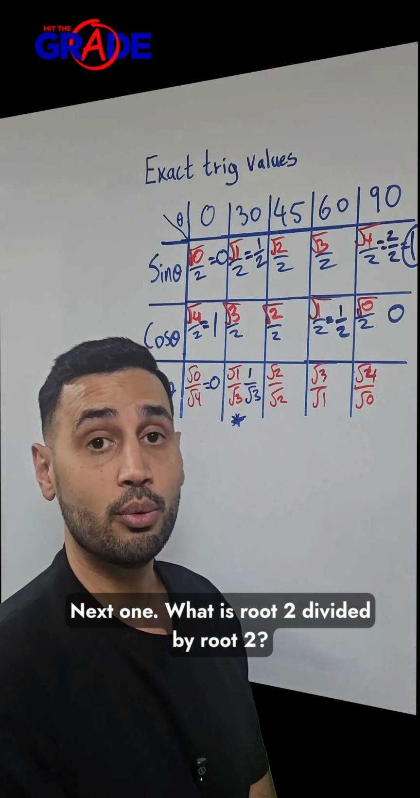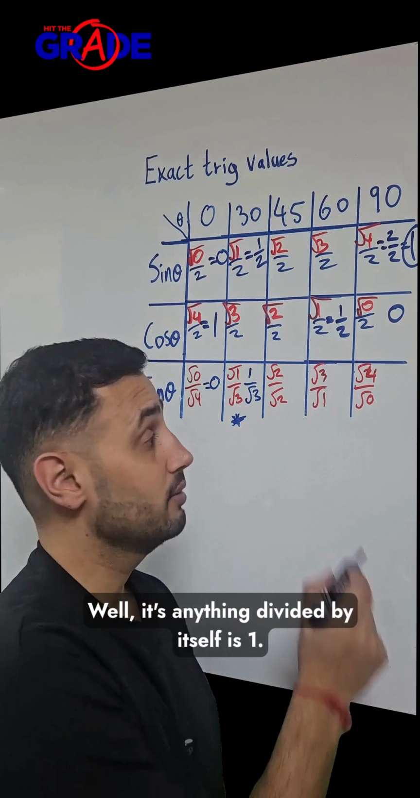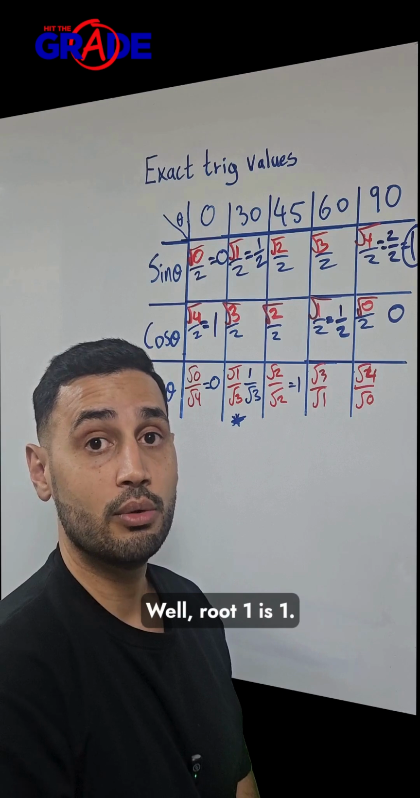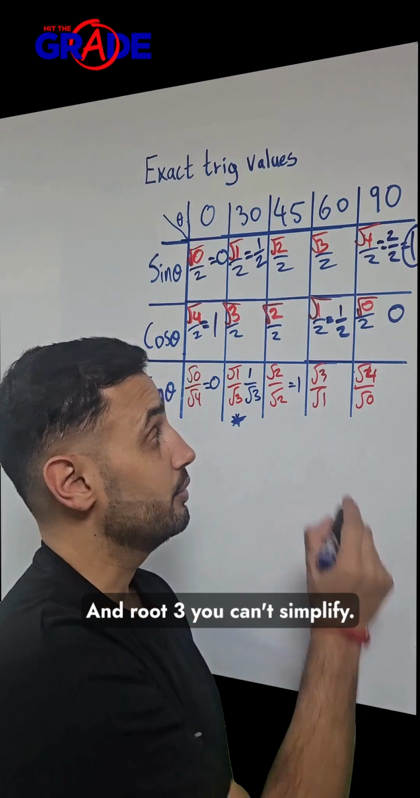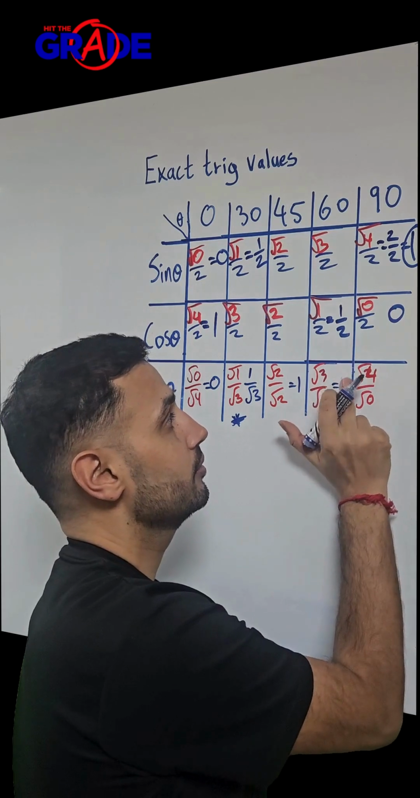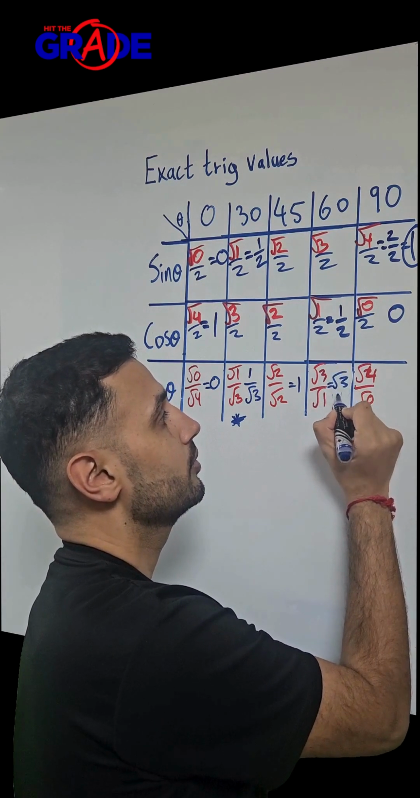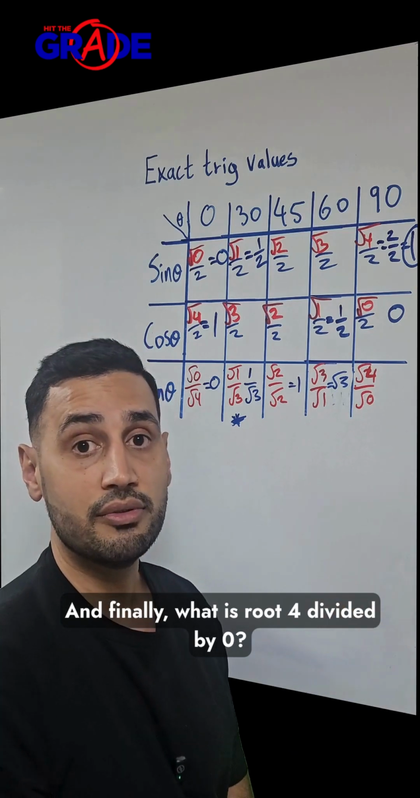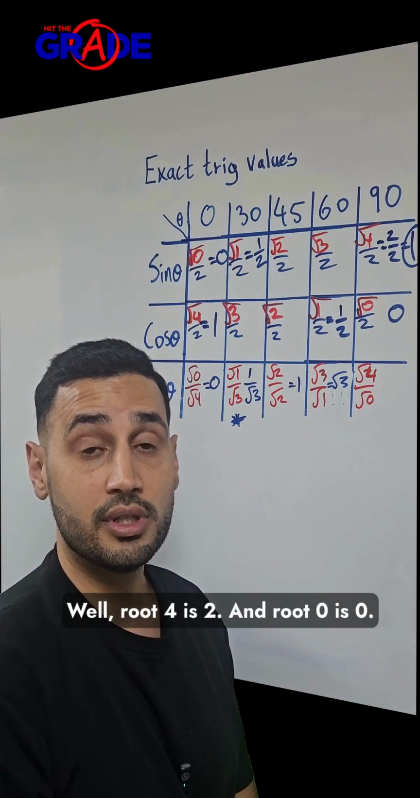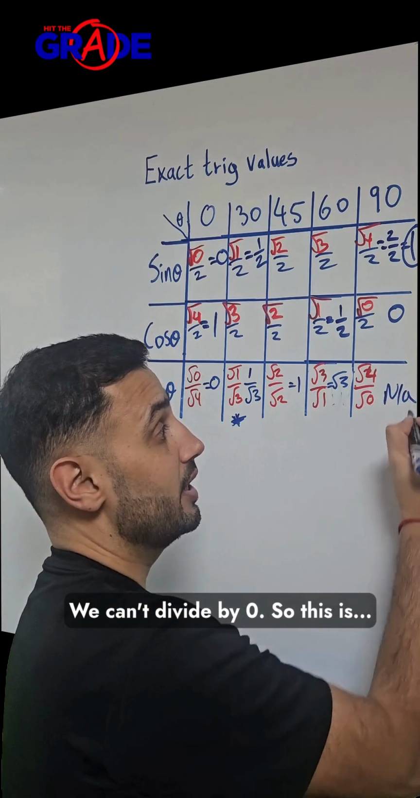Alright, next one. What is root 2 divided by root 2? Well, anything divided by itself is 1. What is root 3 divided by root 1? Well, root 1 is 1, and root 3 can't simplify, so it's just root 3. And finally, what is root 4 divided by 0? Well, root 4 is 2, and root 0 is 0. We can't divide by 0, so this is NA.